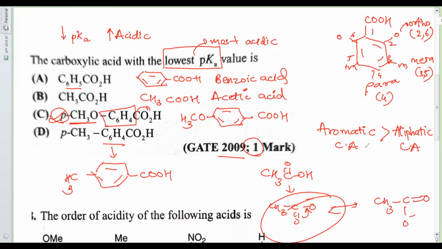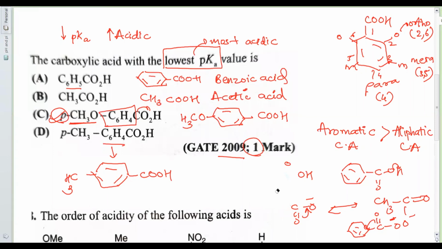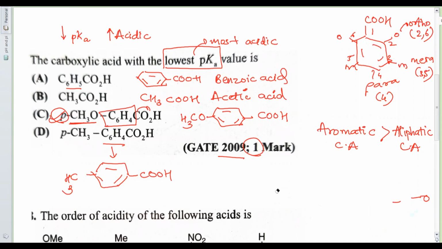Now, whenever an aromatic group, say benzene with COOH, loses an H plus, what you get is this group: benzene ring, C double bond O minus. And there is a whole lot of resonance going on over here. So the anion formed after it loses H plus is resonance stabilized, and therefore the aliphatic will always be less acidic than the aromatic. So you can easily rule out option number 2.